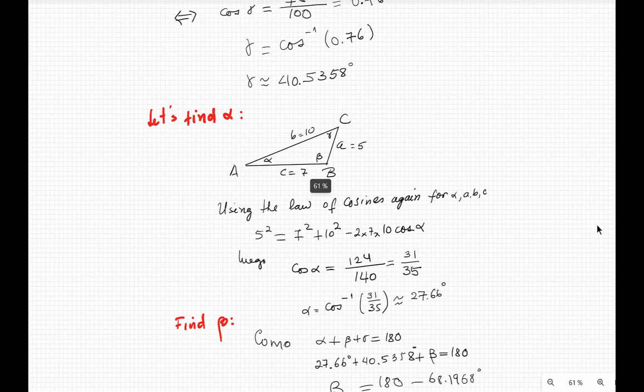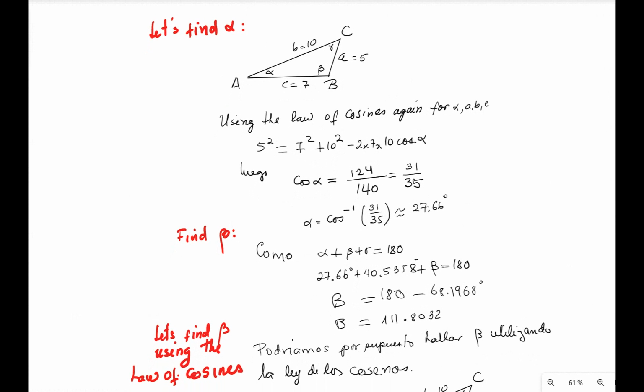Then let's go and find alpha. Let's try to find alpha and do the same. The opposite side of alpha is 5 squared. The sides for alpha are 10 and 7. Square them, and then minus double the product of 7 times 10, those both sides, cos alpha, and then make cos alpha explicit, do the operations, and you get 31 divided by 35, and then alpha is the inverse cos of this number, and you get 38.2766 degrees.